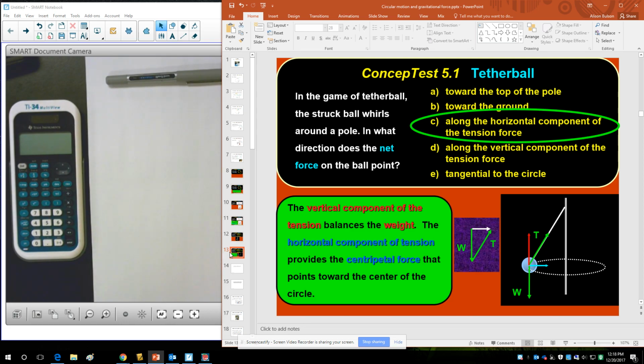So there's a component of tension that's up, and that component of tension up needs to be in balance with the weight straight down. Then there is a component of tension that's left over, and that component of tension points in toward the center of the circle. So the horizontal component of the tension force is the net force on the ball, and it's also the centripetal force on the ball.